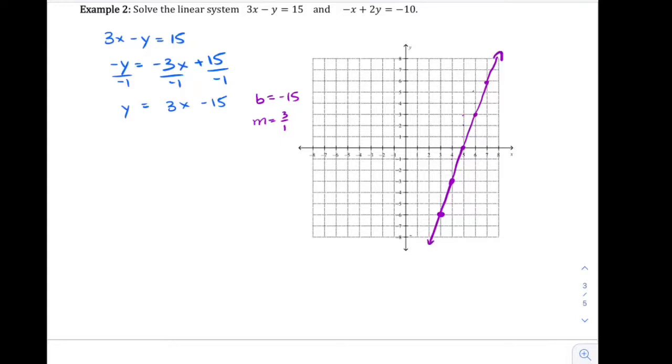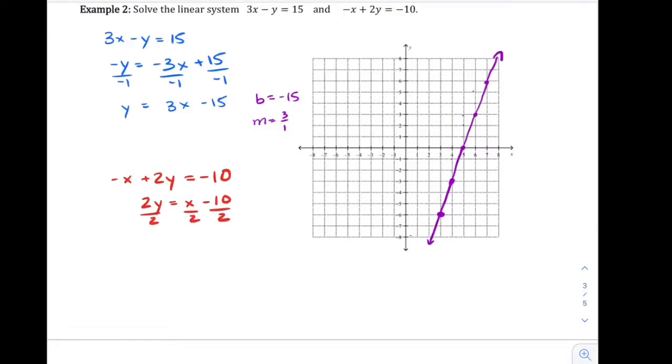Something like that, and something like this. So let's try the second one. Use red for this one. So our graph is negative x plus 2y is equal to negative 10. I want to isolate y, so I'm going to take x and bring it over to the other side. 2y is equal to x, which becomes positive, minus 10 when it goes to the right side. And I'm going to have to divide everything by 2.